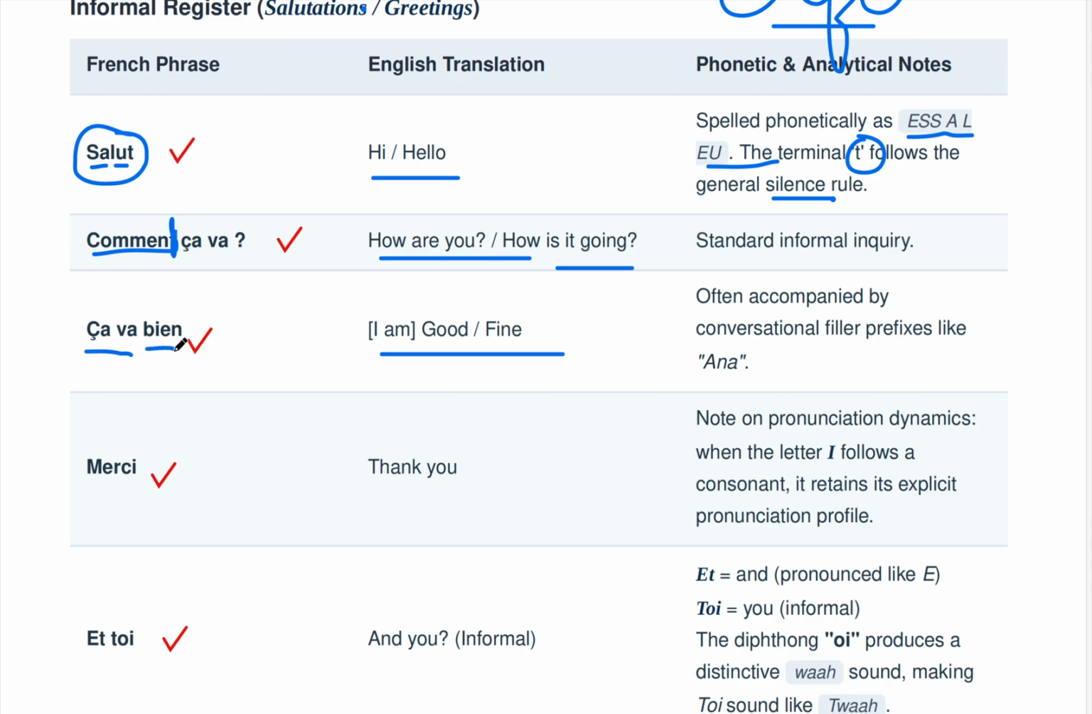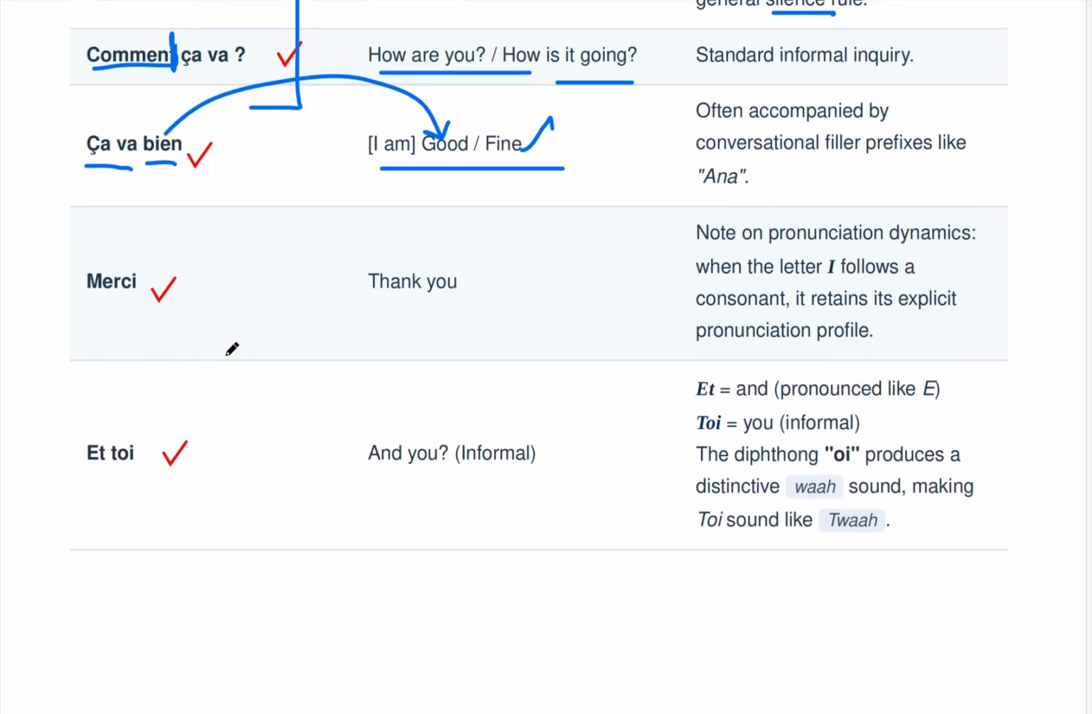B-I-E-N. Bien. We are not saying "bien", we are saying bien. Bien means good. D'accord? Learn the spellings B-I-E-N. Ça va bien means good or fine. So it becomes: Salut, comment ça va? Okay, another person will say ça va bien.